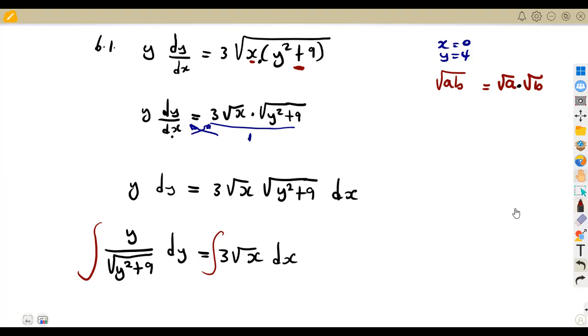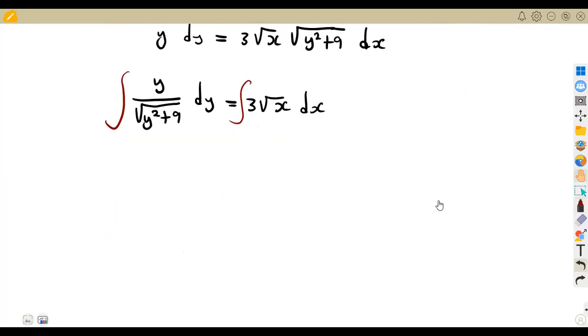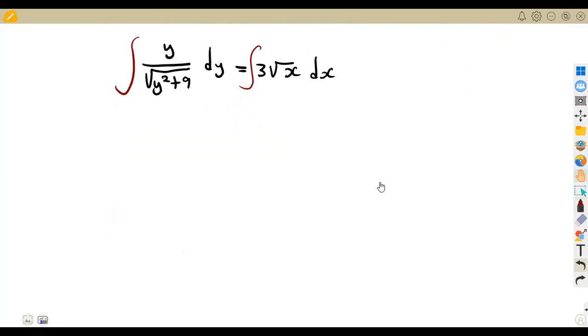So meaning to say, it's up to you now, it's you and your basic integrals at this moment to say, how are you going to integrate y over the square root of y squared plus 9 with respect to y? All right, so let us just have our calculations here, because we are supposed to integrate this part. So let us start with this part here.